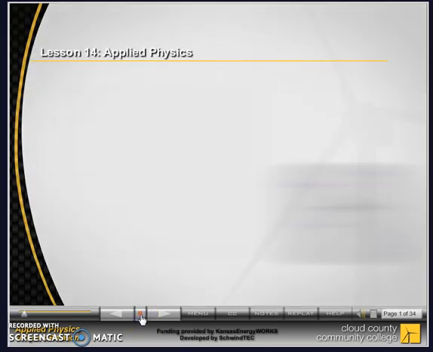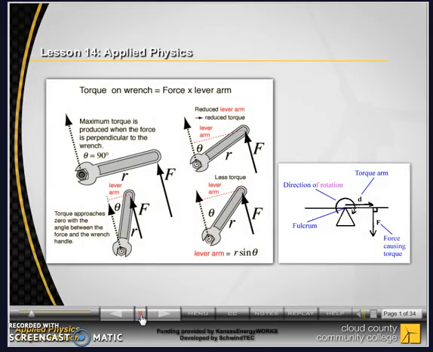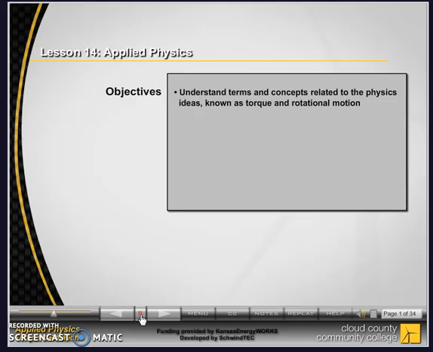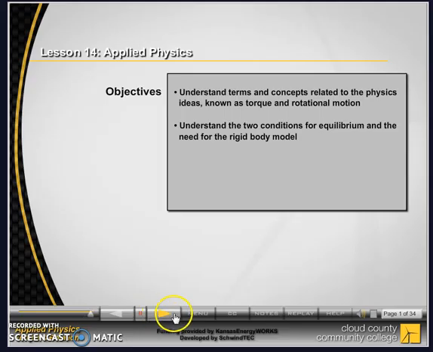Welcome to Lesson 14 of Applied Physics. This lesson covers torque and rotation. In this lesson, you will cover the following objectives. Understand terms and concepts related to the physics ideas known as torque and rotational motion, and understand the two conditions for equilibrium and the need for the rigid body model.